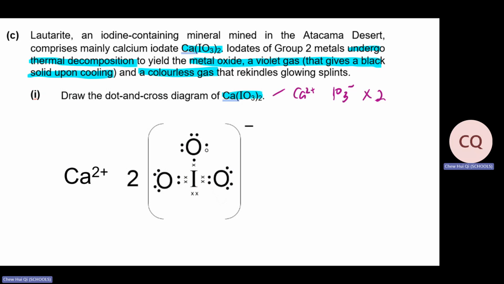Part C. This question also not very well done. I think the majority didn't score this. Draw the dot and cross diagram of calcium iodate. Firstly, before you even start considering what the dot and cross diagram is, you have to first find out the charge of the iodate. Based on your O-level knowledge, you should know that to balance out the charges, each iodate, IO3, should have a -1 charge. That's the bare minimum that you should get.